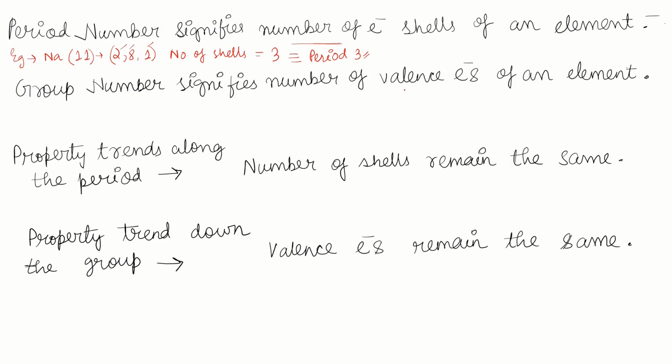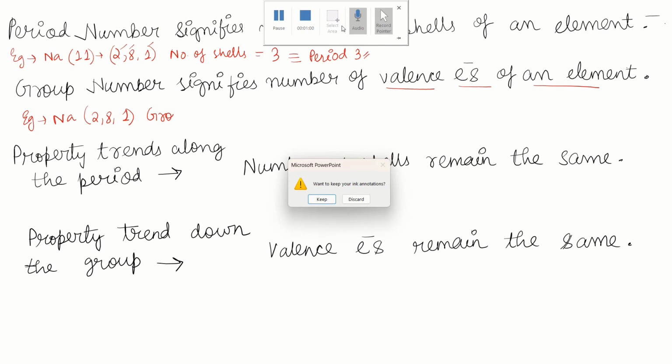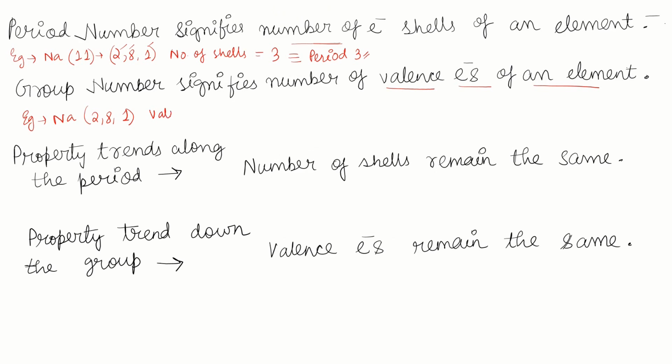Similarly, group number signifies number of valence electrons of an element. Let's consider the same example, sodium. Atomic number is same, 2, 8, 1. Okay. So your valence electron is equal to, that is the last electron, right? The electron in the last shell is equal to 1. So your group number is also equal to 1. So whatever is the last electron, that is your group number.